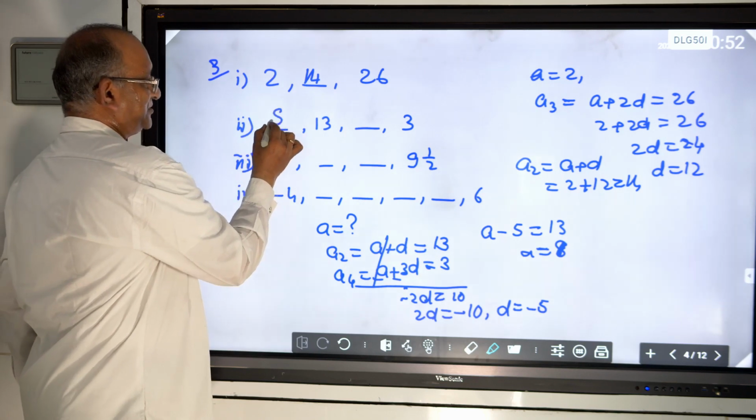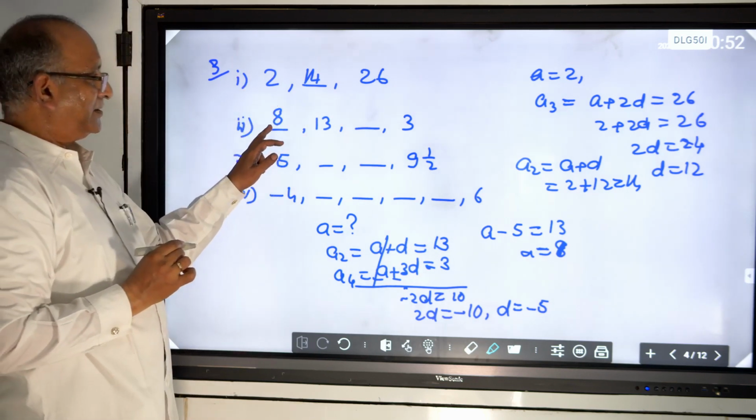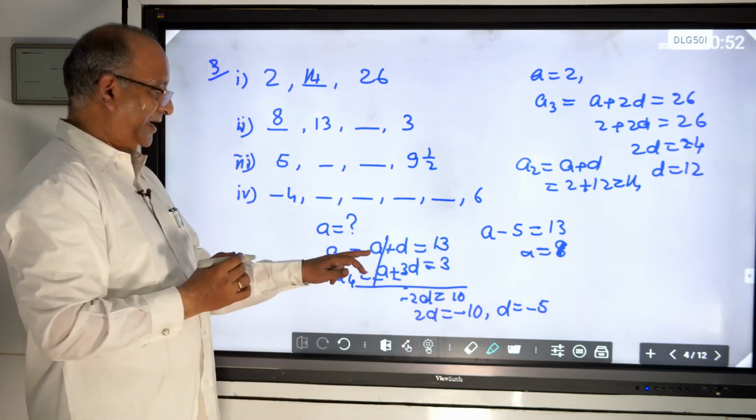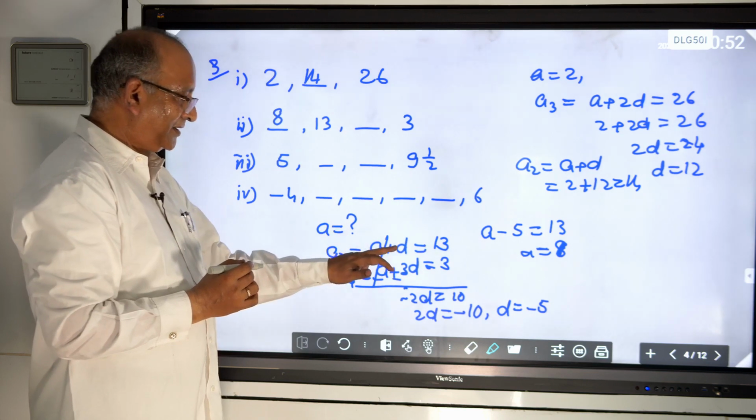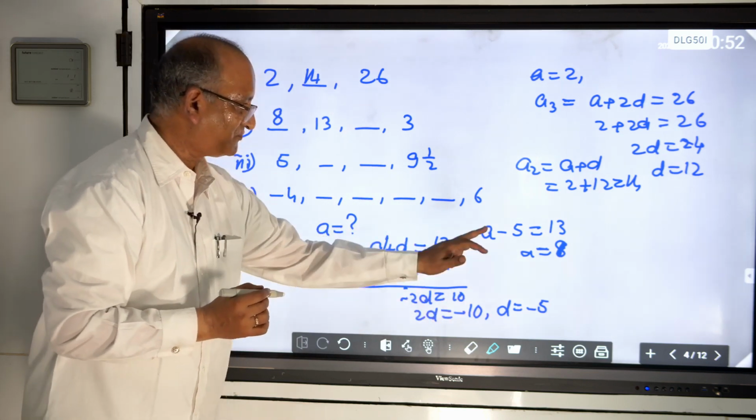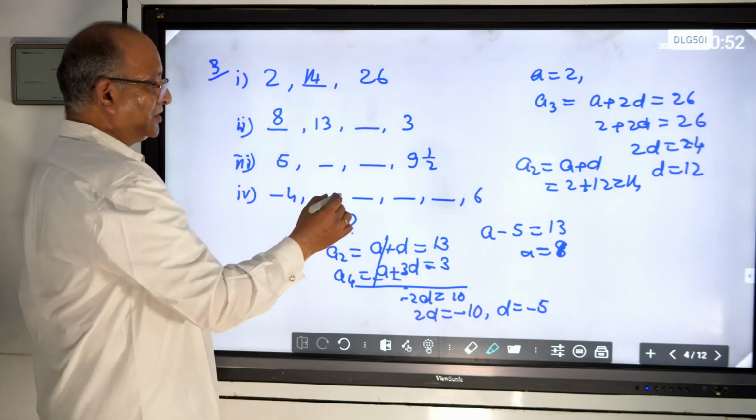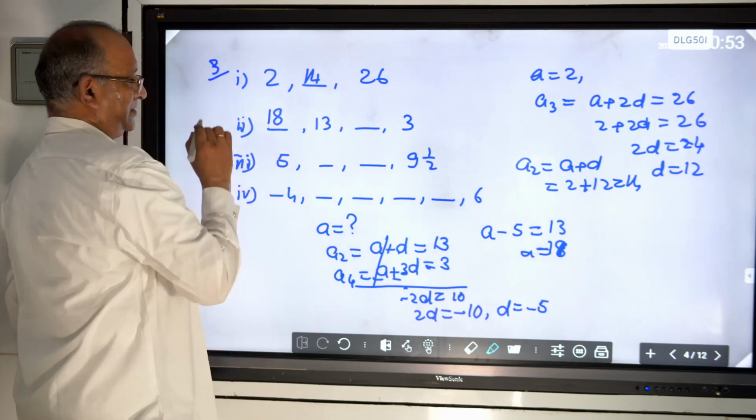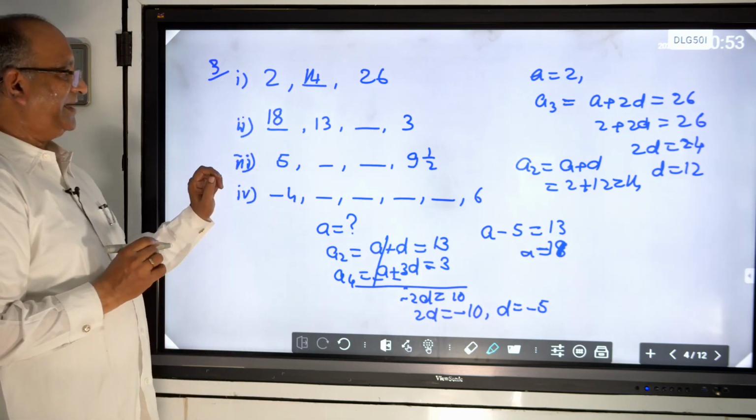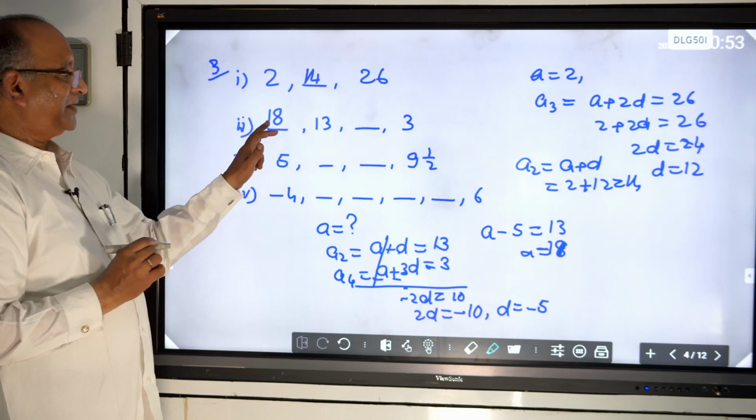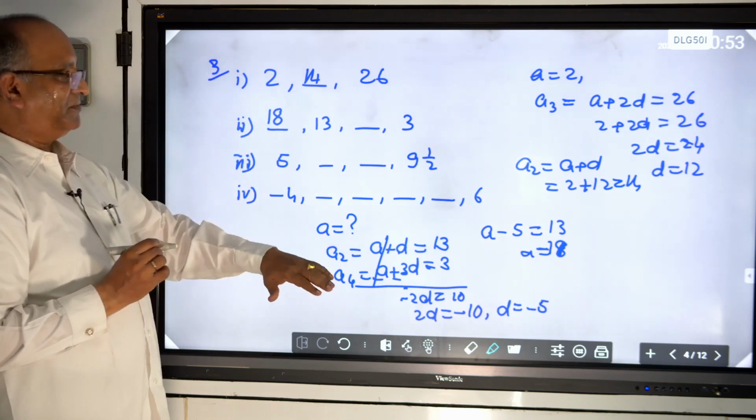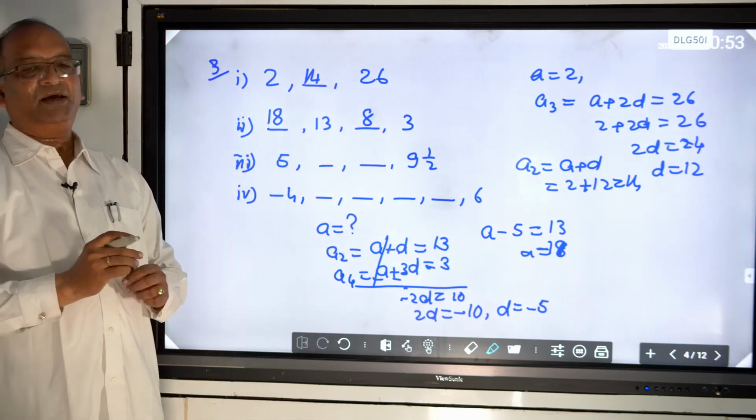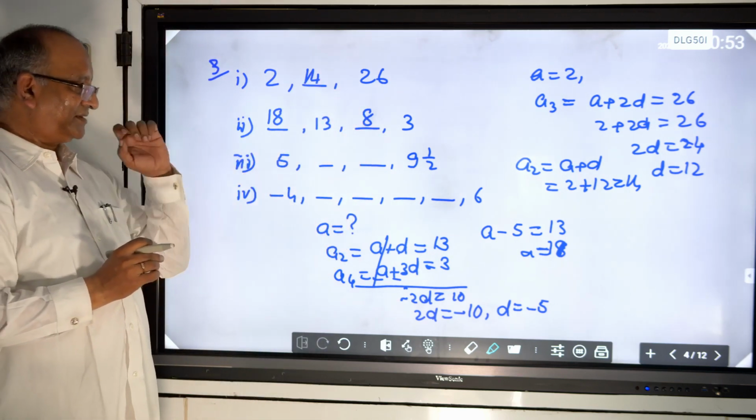So what was missing we have found out. The equation is a plus d equal to 13. In place of d we have substituted minus 5. So a minus 5 equal to 13. So if minus 5 goes to that side, it will become 18. Correct. So the first term is 18, the second term is 13 because it is 5 less. Decrease 5 from that, you get the next term as 8. So in this way, we will be able to find the missing terms.